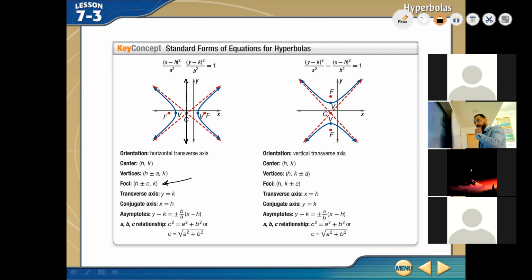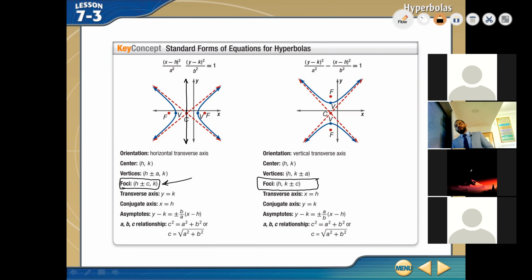From H to K. The foci is what? H plus or minus what? H plus or minus C, and K. Yes, and K. The foci in the other will be? H and K plus or minus C.